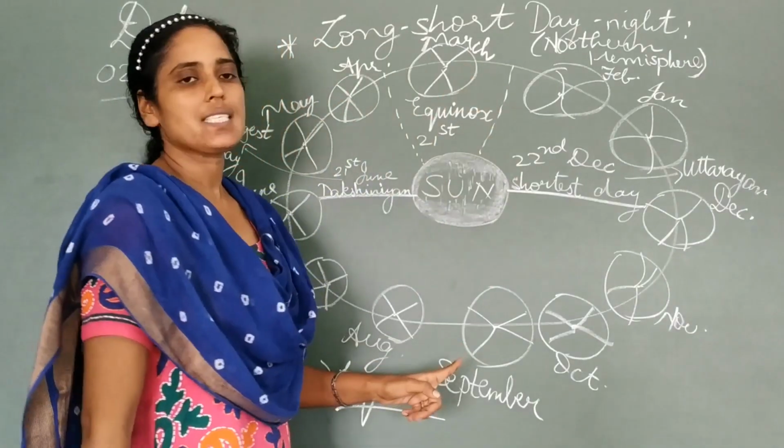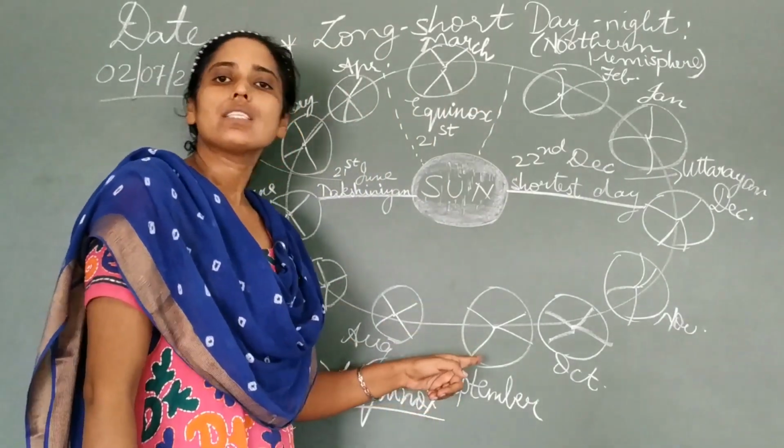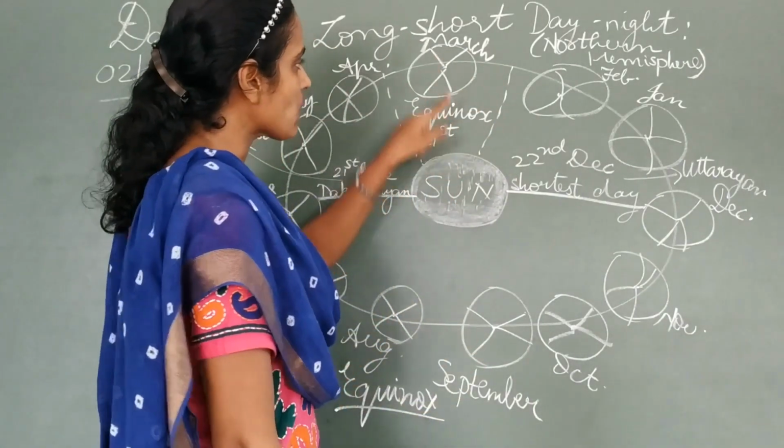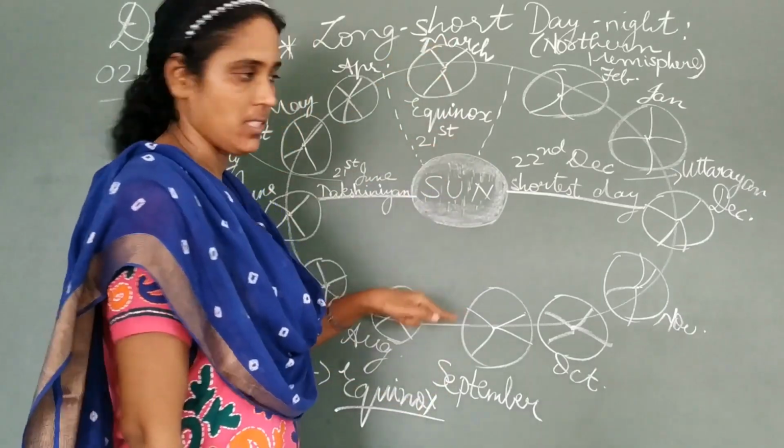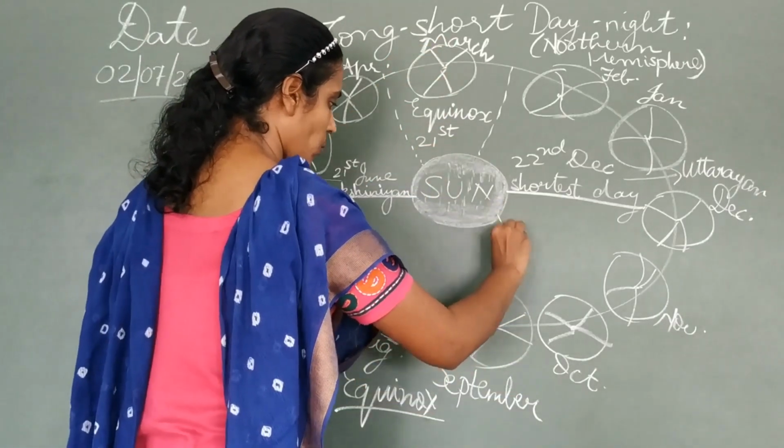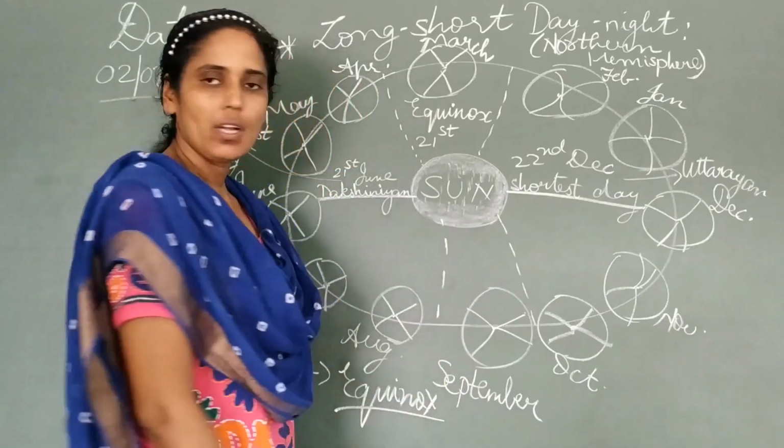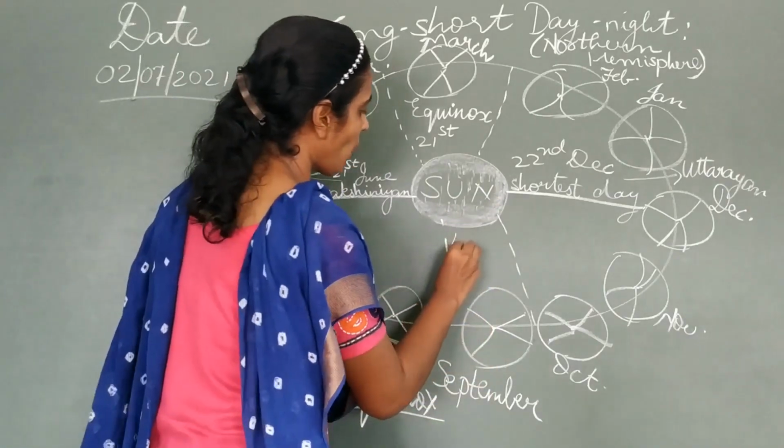The same concept you will have in the month of September. Okay, that is why we have drawn both months at 90 degrees. Again, you have to show the sun rays in this manner. Broken lines. Again, you have the equinox.